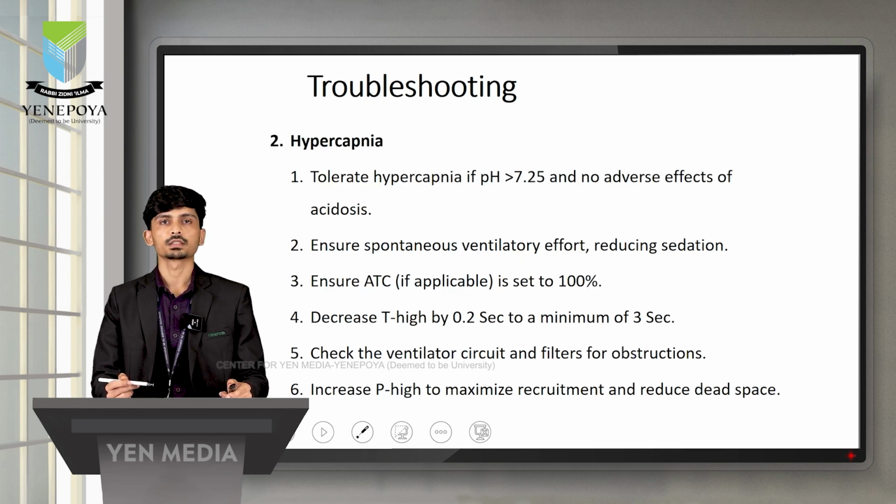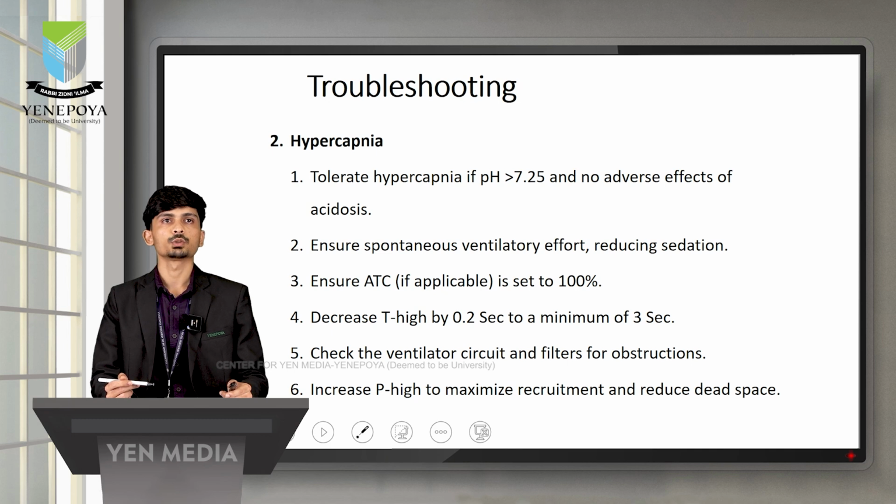The next common problem faced during mechanical ventilation with APRV is hypercapnia. So how do you correct it? You might not want to correct it. If the pH is greater than 7.25, you don't need to do anything, and this technique is called permissive hypercapnia. Even though CO2 levels are increasing, if the pH is above 7.25, you will accept it and continue to monitor the patient. But if the increase in CO2 affects the pH and the pH drops below 7.25, then only you need to do some other steps.